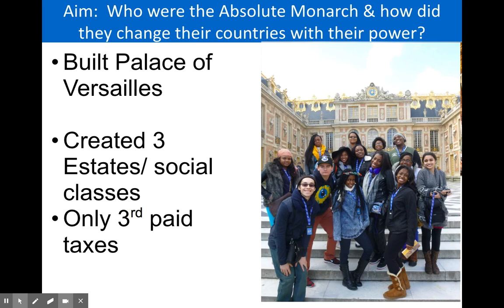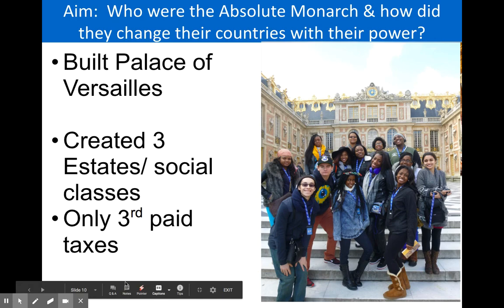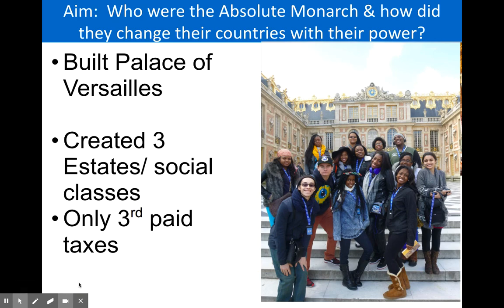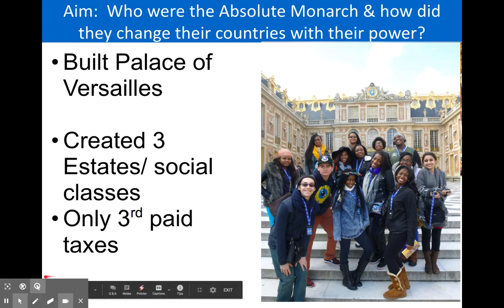This is some of our former students at the Palace of Versailles. It was pretty neat to go there. I would like to hold other international trips. We'll see. Hopefully we are. We have moved our 2021 trip to 2022. We'll see how it goes.